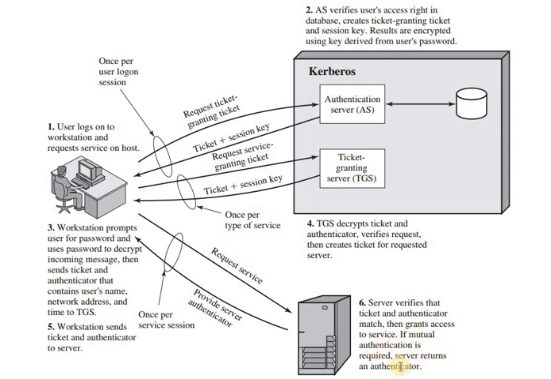Now, if mutual authentication is required, the server returns an authenticator. So if the client requires that the server authenticate itself as well, the server takes the timestamp in the authenticator, increments it by 1, and encrypts it with the session key it found in the ticket, the session key that it shares with the user. It sends the encrypted authenticator to the user. The user will decrypt and read the authenticator and make sure that it's talking to the right server.